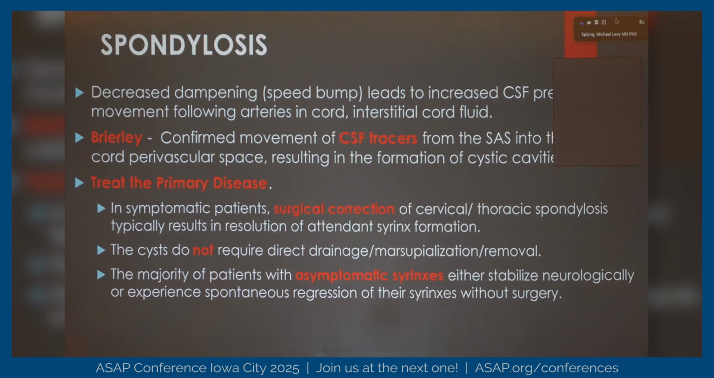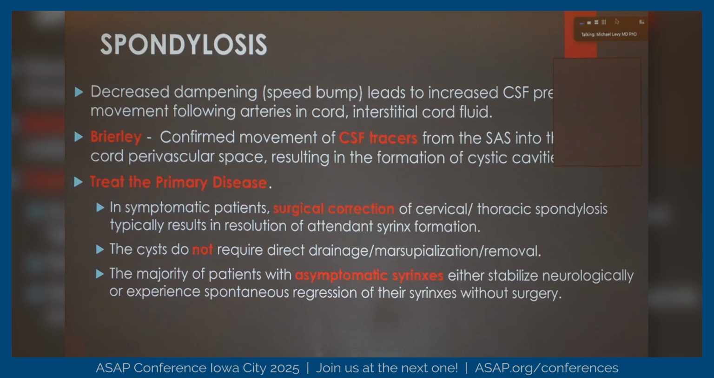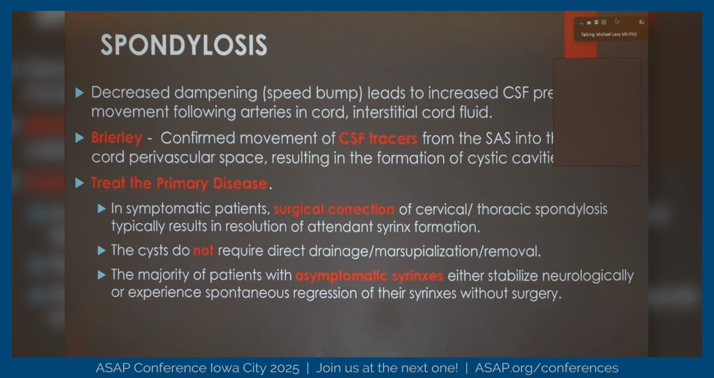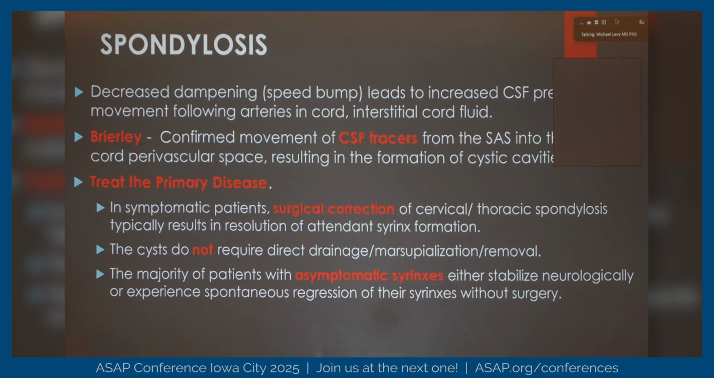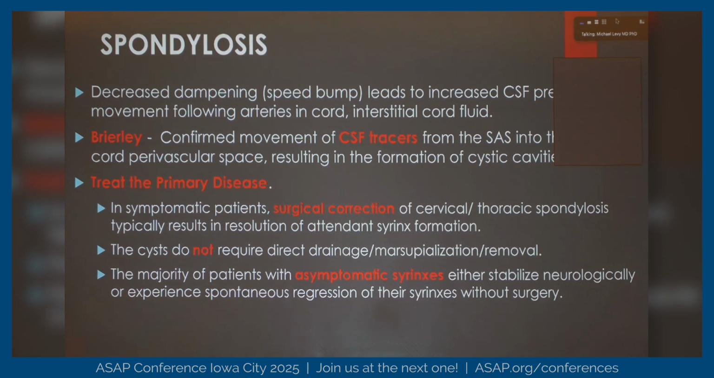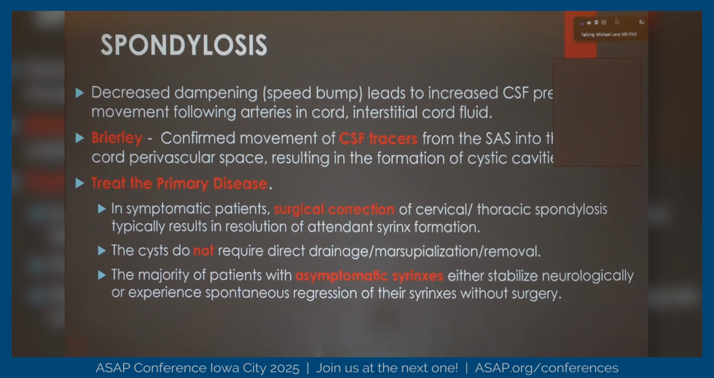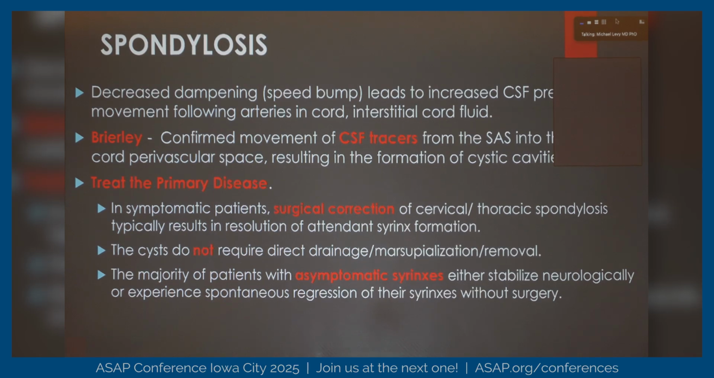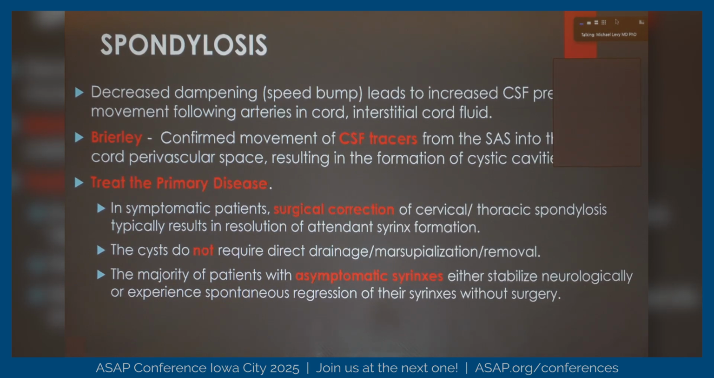Marsupialization, primary drainage, removal, all of these are not considered to be primary approaches to a syrinx when it's associated with spondylosis. And as I said, those patients with asymptomatic syrinxes usually will stabilize neurologically or have spontaneous regression of their syrinxes without surgery if we watch over time. And this is following the primary correction of the spondylosis or the spine deformity itself.